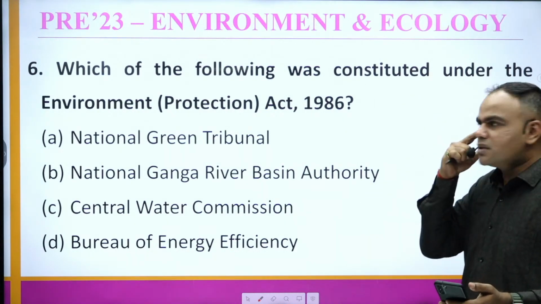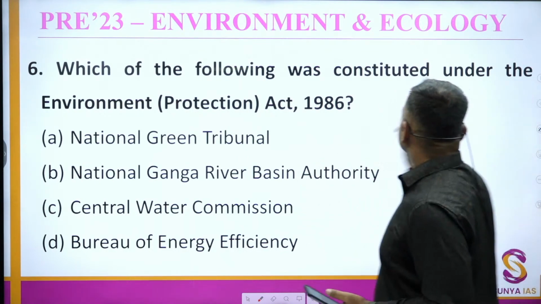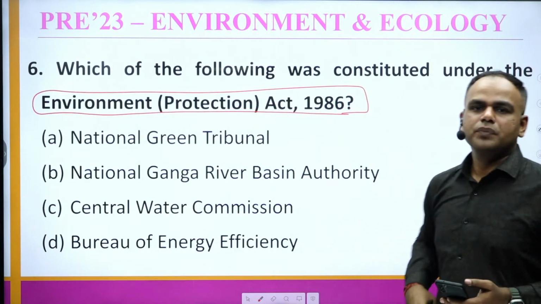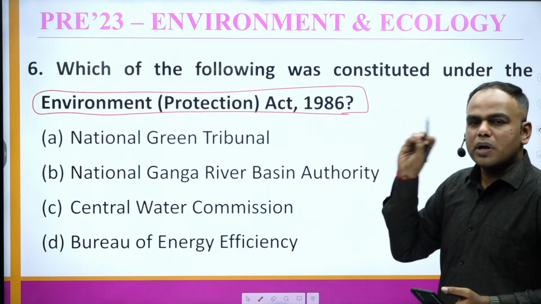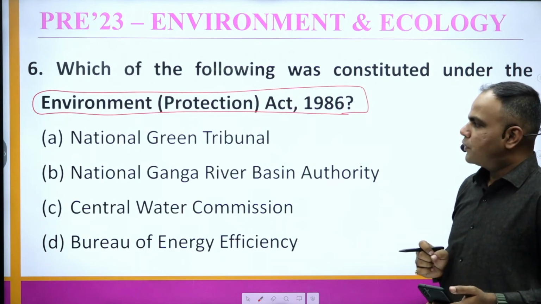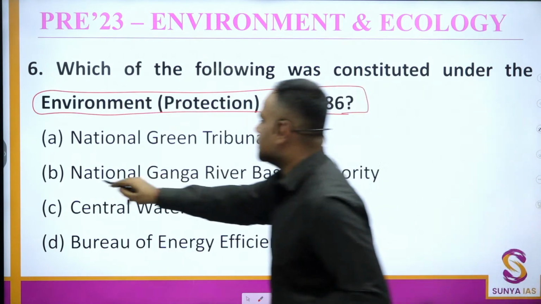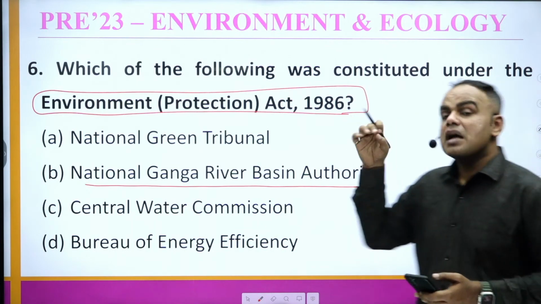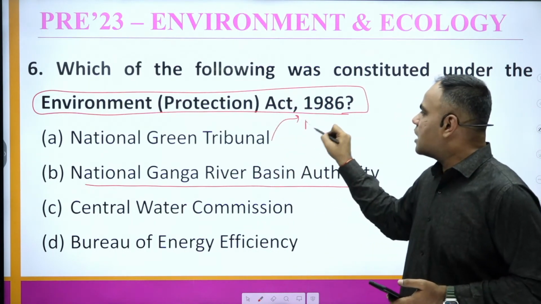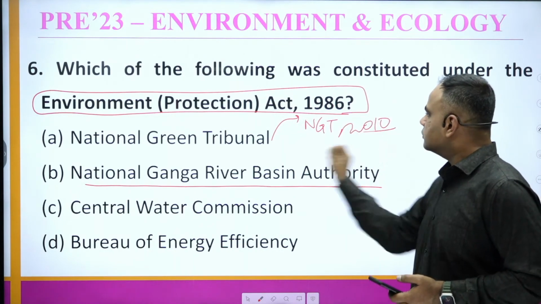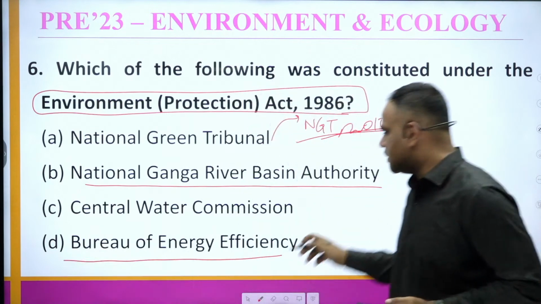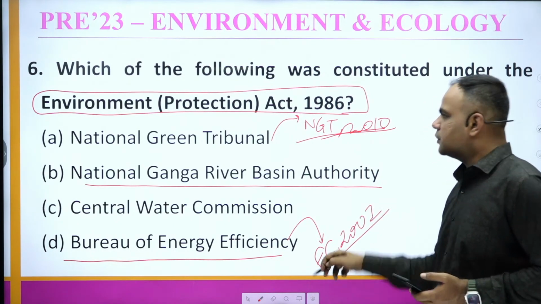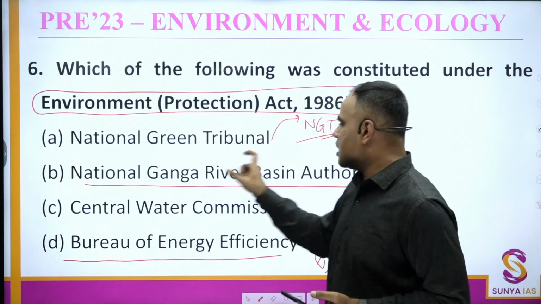These kind of questions have already been asked by UPSC. Which of the following has been constituted under the Environment Protection Act of 1986? I will tell you that this actually is the National Ganga River Basin Authority. This has been created by the Environment Protection Act of 1986. National Green Tribunal was created under the NGT Act of 2010. Bureau of Energy Efficiency, which is under the Ministry of Power, is created under the Energy Conservation Act of 2001, right? So the Environment Protection Act creates the National Ganga River Basin Authority.